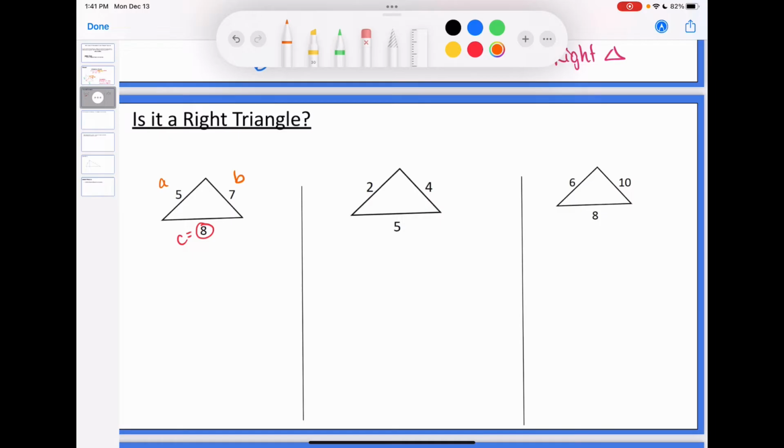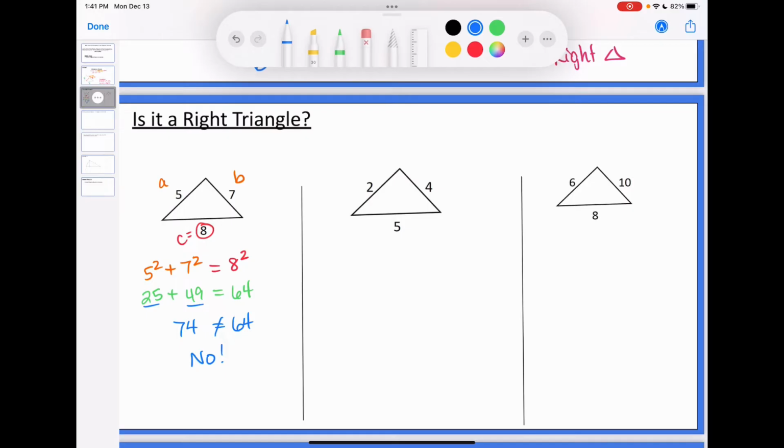So we could say 5 squared plus 7 squared. We're wondering if that equals 8 squared. 5 squared is 25. 7 squared is 49. 8 squared is 64. 25 plus 49 gives me 74. Ooh, 74 does not equal 64. So this is not a right triangle. Kind of get the idea? Why don't you go through and do the other two, and see if you get the same thing that I do.